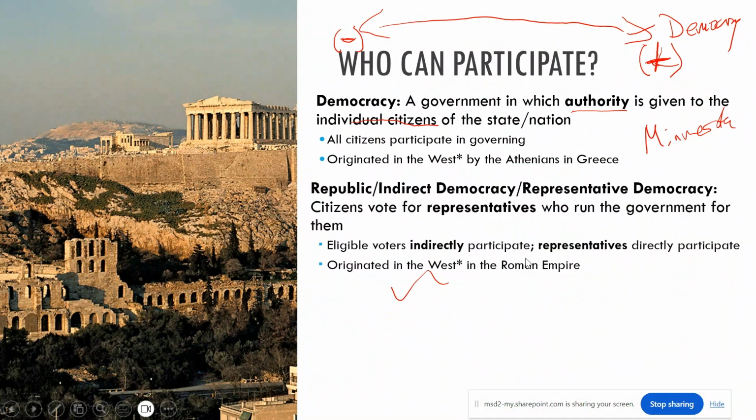The second type is kind of more over here, where there's still power to the people, but it's a little more indirect. That's where I kind of use them interchangeably. So you have a republic, indirect democracy, representative democracy. Basically, the idea here is that the representatives of the people are the ones that are running the government, not the people directly themselves. So usually, not always, but usually this happens by voting. So the voters indirectly participate and the representatives directly participate. So over here, you're going to have your indirect democracies. It's kind of an umbrella term that includes representative democracies, republics, things of that nature.